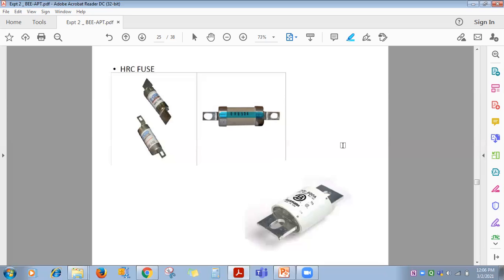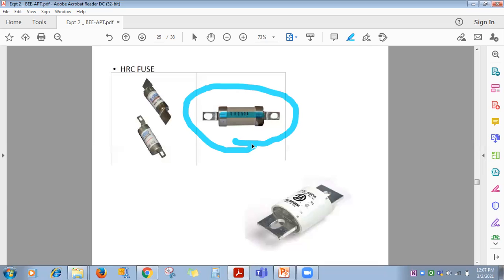Now, in case of overload and short circuit, what will happen? This silver fuse wire melts. The moment it melts, whatever gases get produced react with that quartz powder, and a high resistance material is formed inside it, which helps to quench the arc. Any fire inside it is called an arc. So it helps to extinguish it. So these are high rupturing capacity fuses.